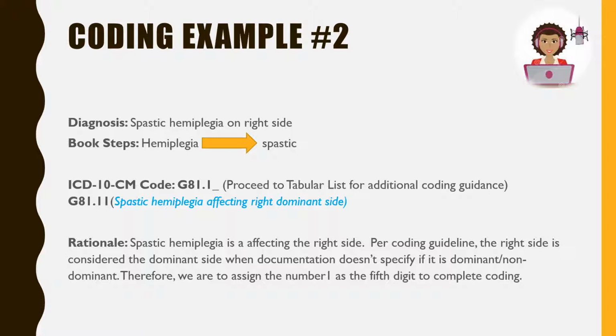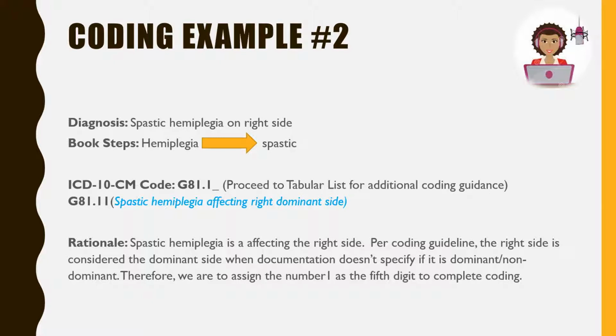However, there is a space or a digit holder located after 1. At this point, we are to proceed to our tabular list for additional coding guidelines. So once we refer to our tabular list, our ICD-10 code should be G81.11, which represents spastic hemiplegia affecting the right dominant side.